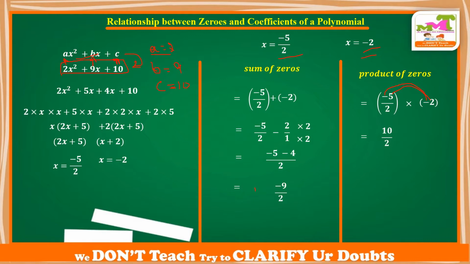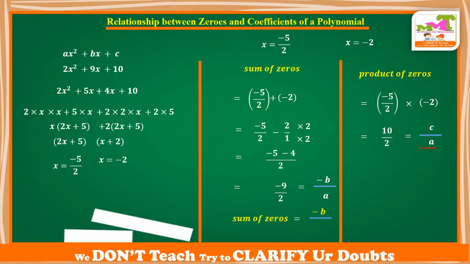And check over here what we have in the sum of zeros column. We have 9 by 2. It's nothing but b divided by 2, but 2 is nothing but a. Here 9 by 2, and we have a negative symbol, so shall I write minus b by a? Coming to the product side, it is 10 by 2. 10 is nothing but c, and 2 is nothing but the value of a. So it's minus b by a, and here it is c by a.